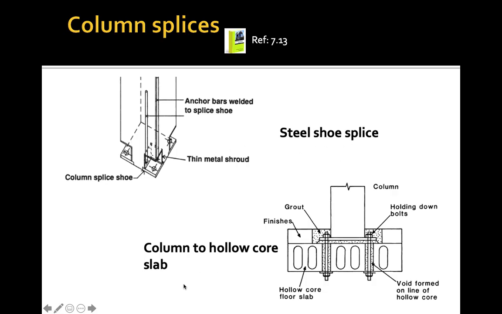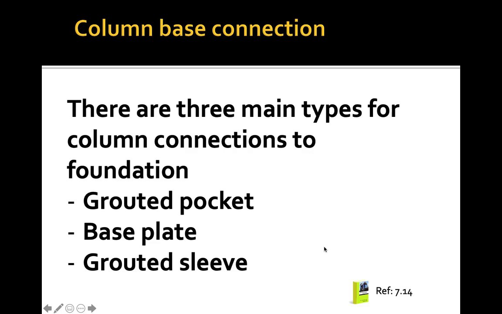So this is for the steel shoe splice, and also we have column to hollow core slab. This is the hollow core slab, and we have the column that is connected to it, held using bolts. We have these bolts, and we have the plate that is already provided in the column. So this is the connection between the column to a hollow core slab.